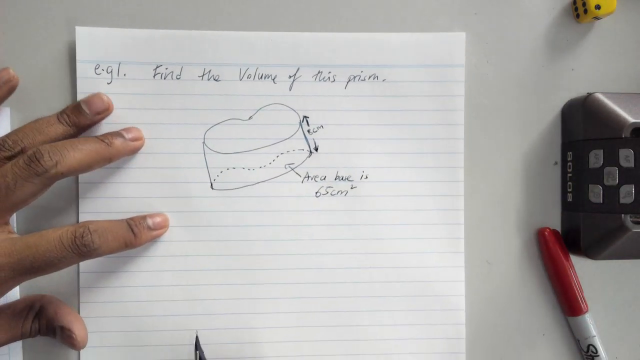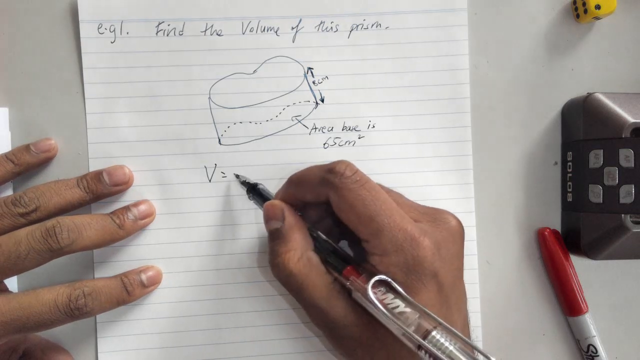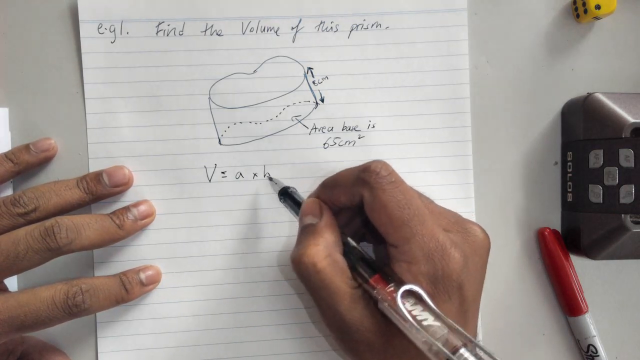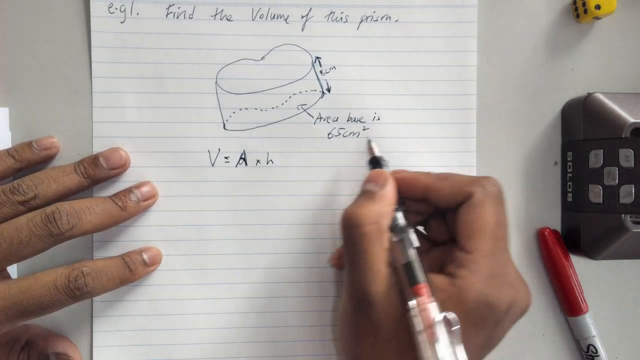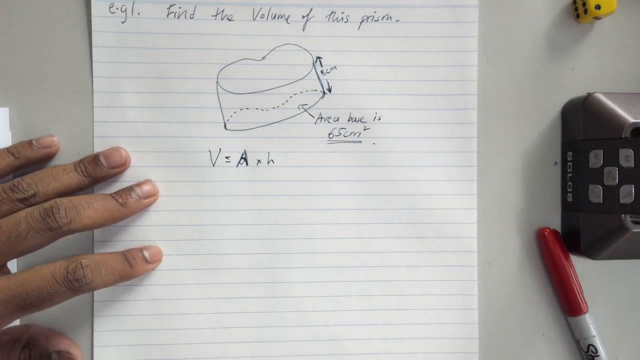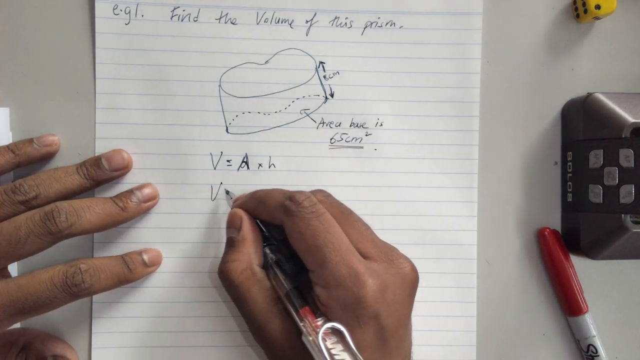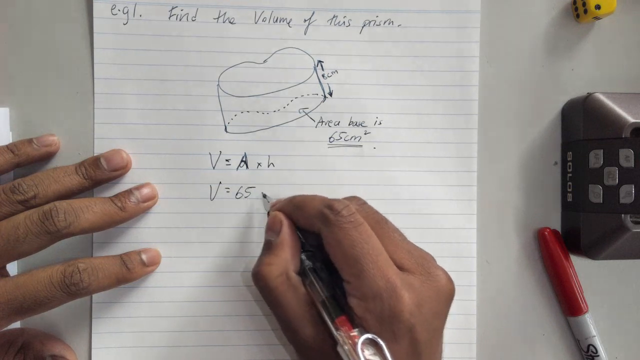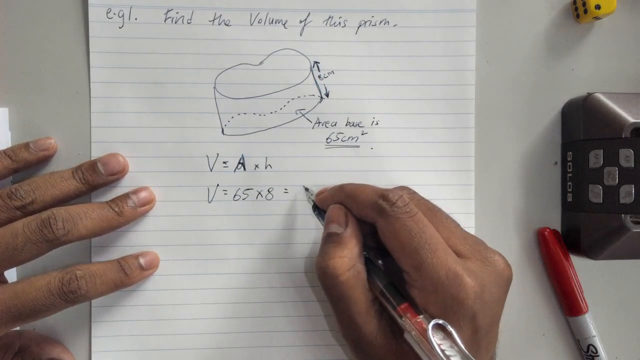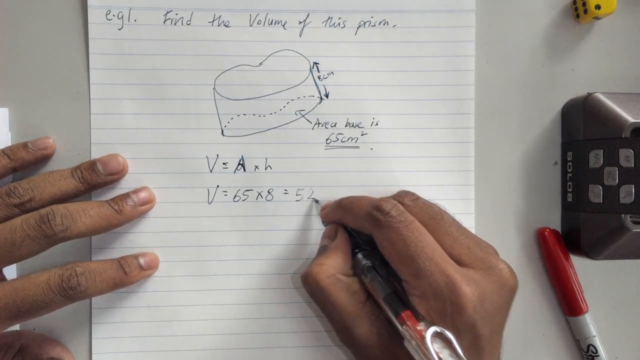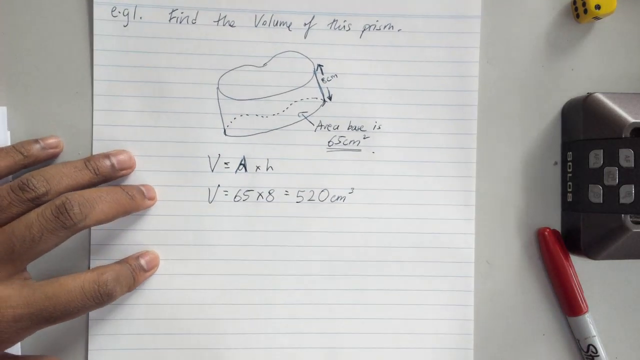That's 8 centimeters. So our formula is V equals A times H, sorry, big A. And the big A is the area of the base. In this case, they already give it to us. And the height, well, it's there. So V equals 65 times 8, which you can put in your handy dandy calculator. It's 520 cubic centimeters, because it's a volume.